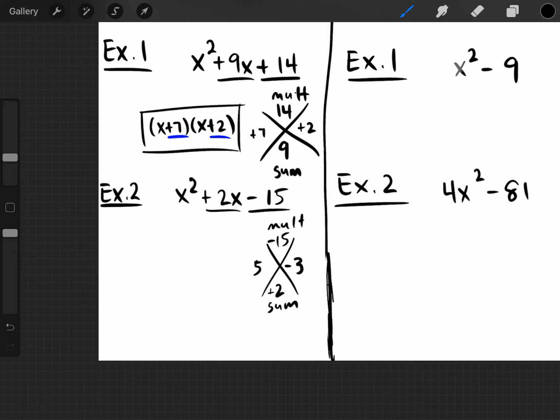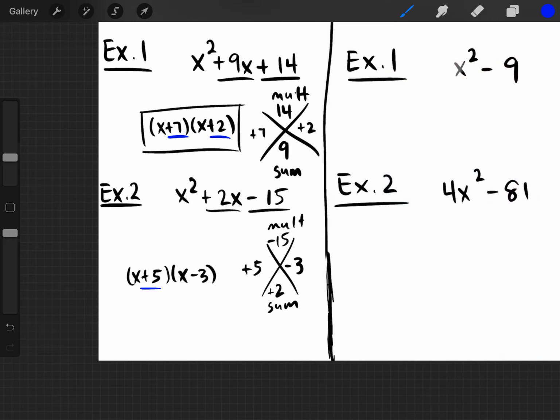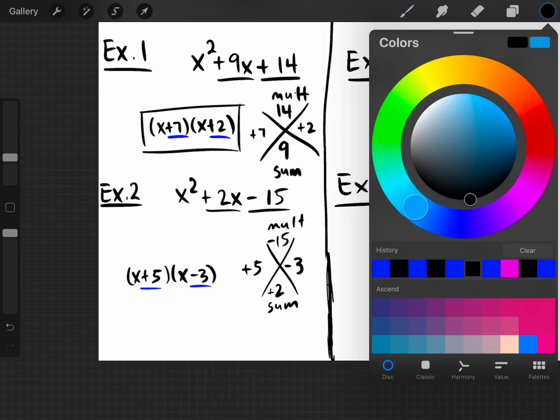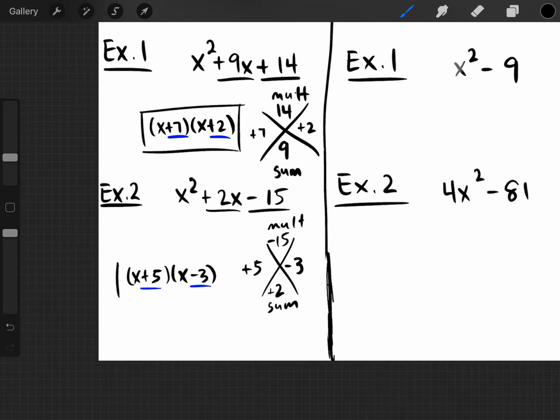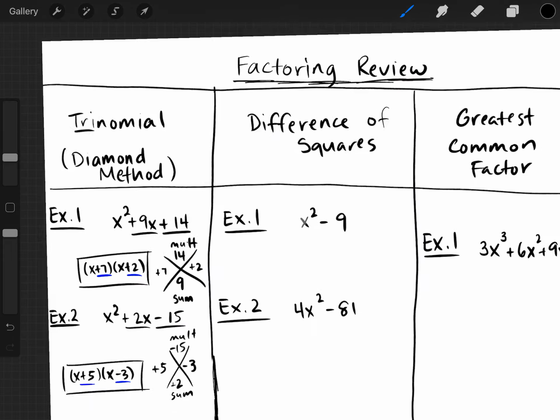So now we can again jump to our factored form of x plus 5, x minus 3. That would be your factored form. And looking at it, right, 5 minus 3 is positive 2. 5 times negative 3 is negative 15. So that is exactly what we need. That's your factored form.